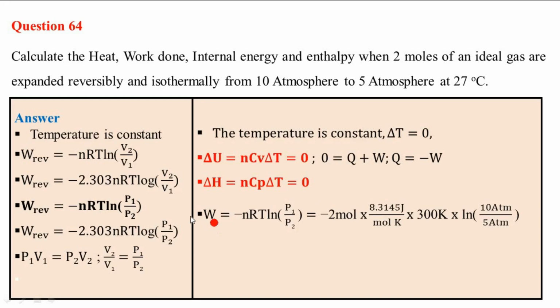Let's calculate the work done by using this formula. The number of moles was given as 2 moles, times the gas constant, times the temperature. The temperature is 27 plus 273 because we are changing 27 degrees Celsius to Kelvin, then times the ln of 10 atmosphere over 5 atmosphere. That is the P1 and the P2. After calculation, we get the work done is equal to this value. You can see the work done is negative because we have an expansion.